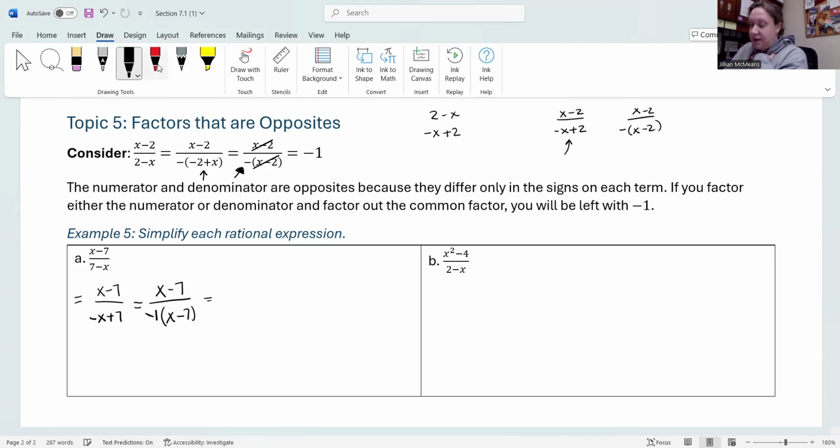So now I can see that my x minus 7 factors, we say they cancel. X minus 7 divided by itself is just 1. But remember, we have this negative right here. So this simplifies really to 1 over -1, or just -1.